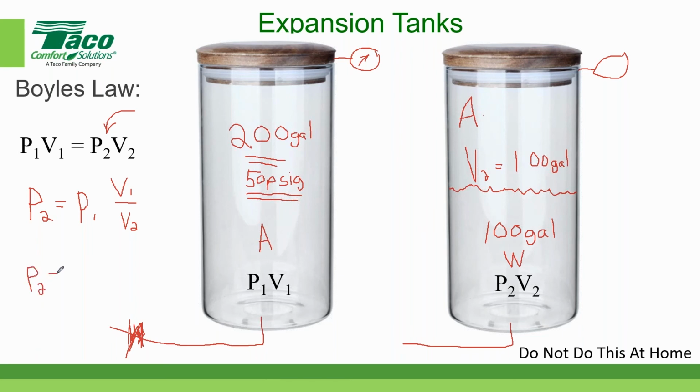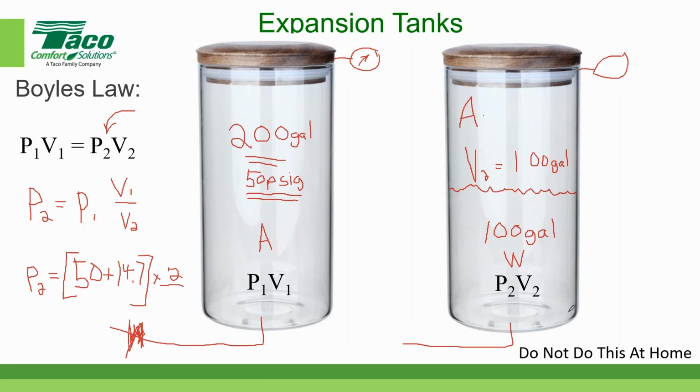So the final pressure, and this is absolute pressure, remember, is going to be equal to the initial pressure, which we said was 50, but that's gauge pressure. So we have to add to that the atmospheric pressure, plus 14.7, assuming that we're at sea level, times the ratio, which we said was now equal to 2. So put that in brackets, times 2. So what is my final absolute pressure?